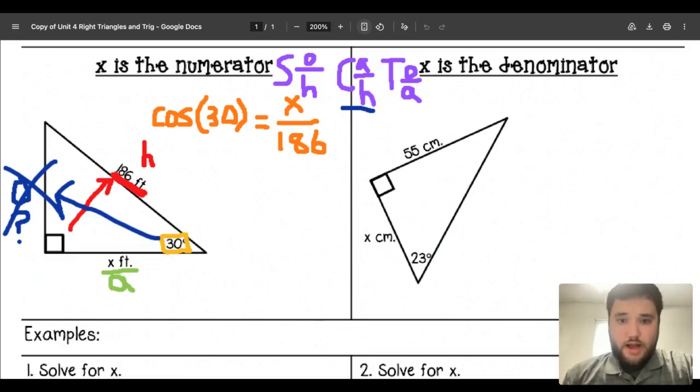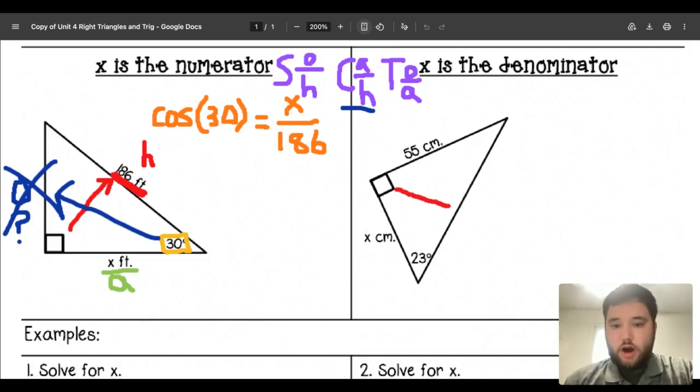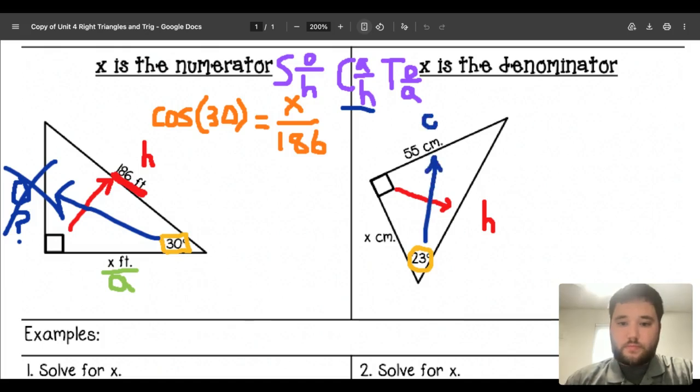Now, over on the right side, x is the denominator. We're going to do the same thing real quick. So let's label my sides. Across from the right angle, hypotenuse. My reference angle is going to be the 23 degrees. And so my opposite side is across from that. And that leaves the adjacent side to be the side next to the reference angle that's not my hypotenuse. So boom, right there.